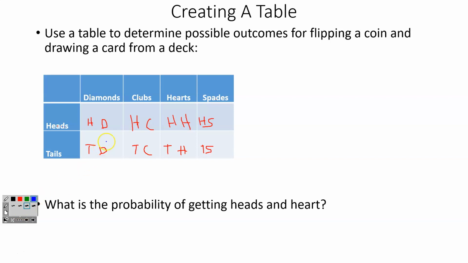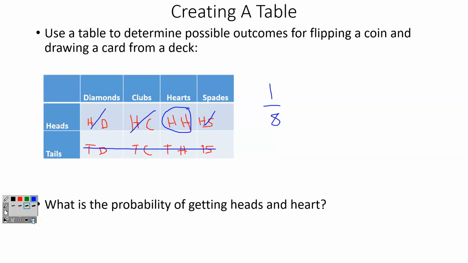Okay, so if I'm looking here, I'm looking for heads and hearts. That's going to automatically disqualify all of this bottom row down here because those are all tails. Heads and heart, well, that's a diamond. That's a club. Oh, there's a heads and hearts. And heads and spades, so that's out. So there's only one way I can get heads and a heart out of 1, 2, 3, 4, 5, 6, 7, 8 possible outcomes. So then my answer to this question would be, probability of getting heads and heart would be 1 out of 8.